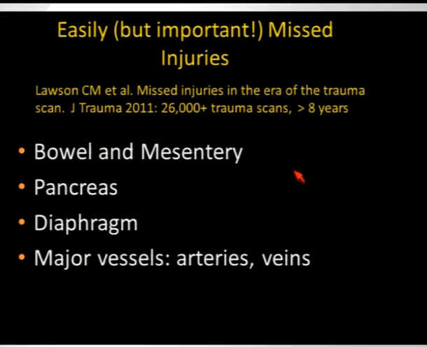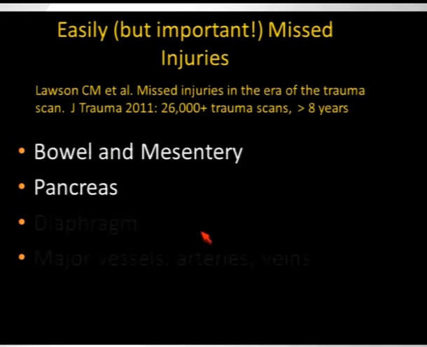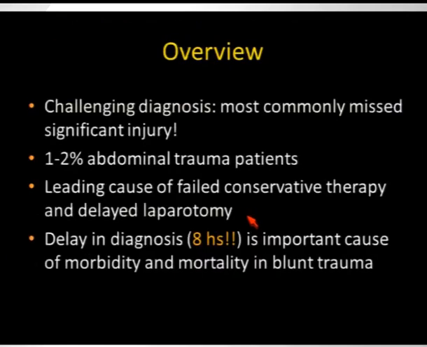So why are we interested specifically in bowel, mesentery, and pancreas? Well, there's a very large paper published 2 years ago in the Journal of Trauma, a retrospective study of over 26,000 scans over 8 years. The most commonly missed important injuries in blunt trauma with multi-detector CT are the bowel and mesentery, pancreas, diaphragm, and the major vessels. And in the remaining 25 to 28 minutes, we will focus on the first 3.